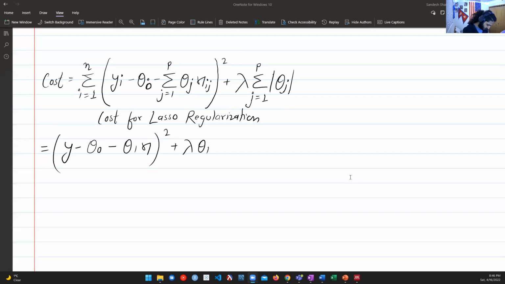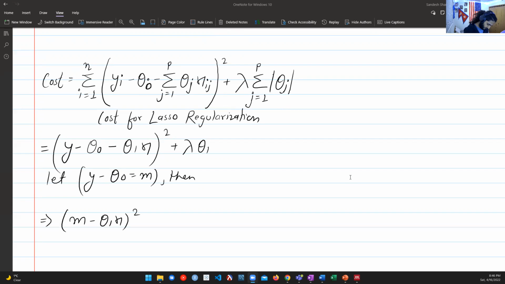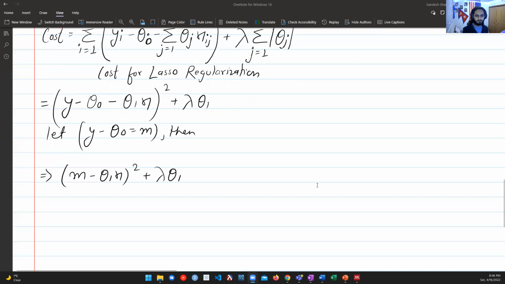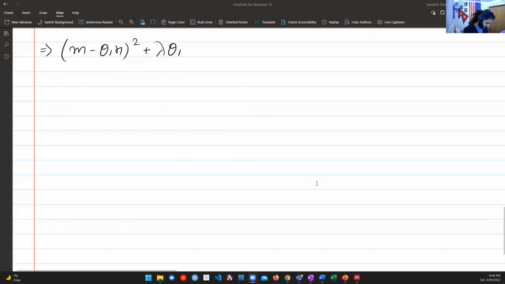Now let's do the same thing. Let's assume y minus theta naught equals m. Then we will see how it's going to change. It becomes (m minus theta 1 x) whole square plus lambda theta 1. Let me scroll down a little bit. Now we're going to do the same thing as we did previously. It's going to look like m square minus 2m theta 1 x plus theta 1 square x square plus lambda. Okay, and I'm also going to equate it to 0.